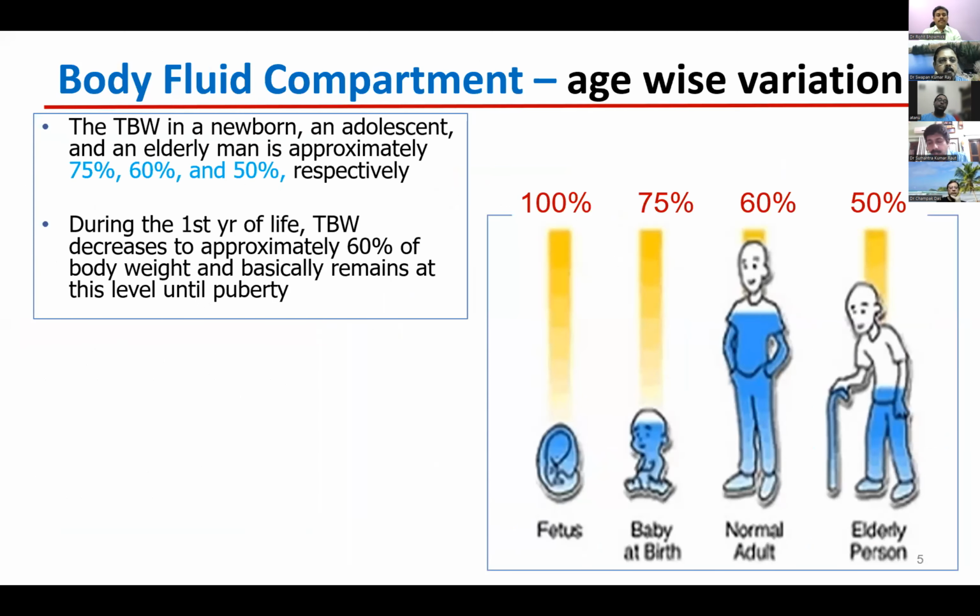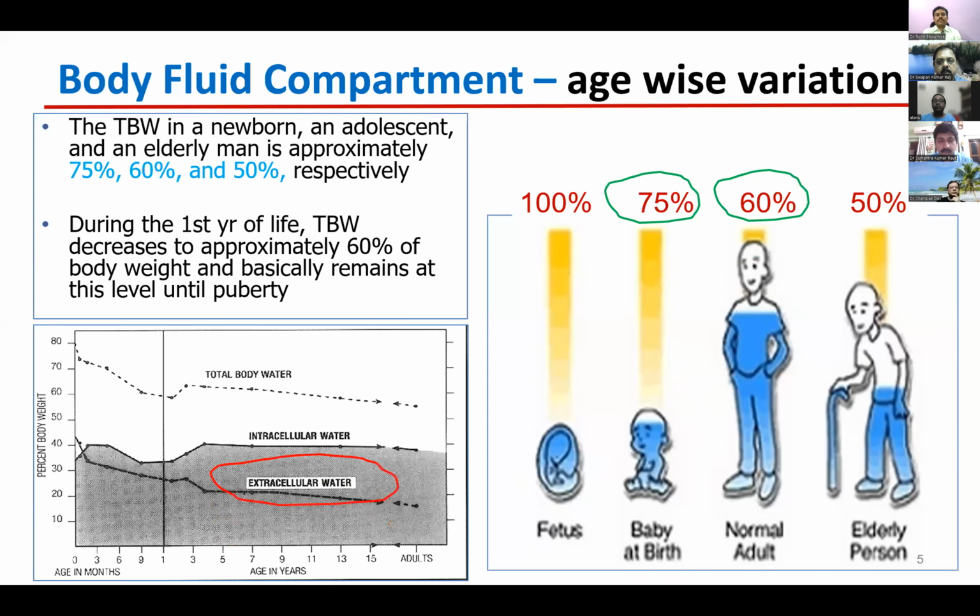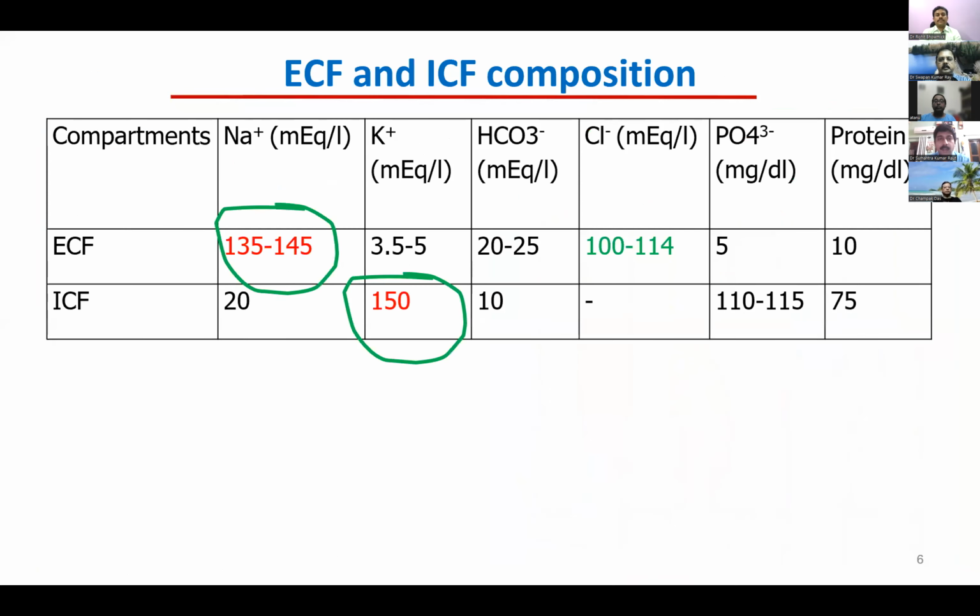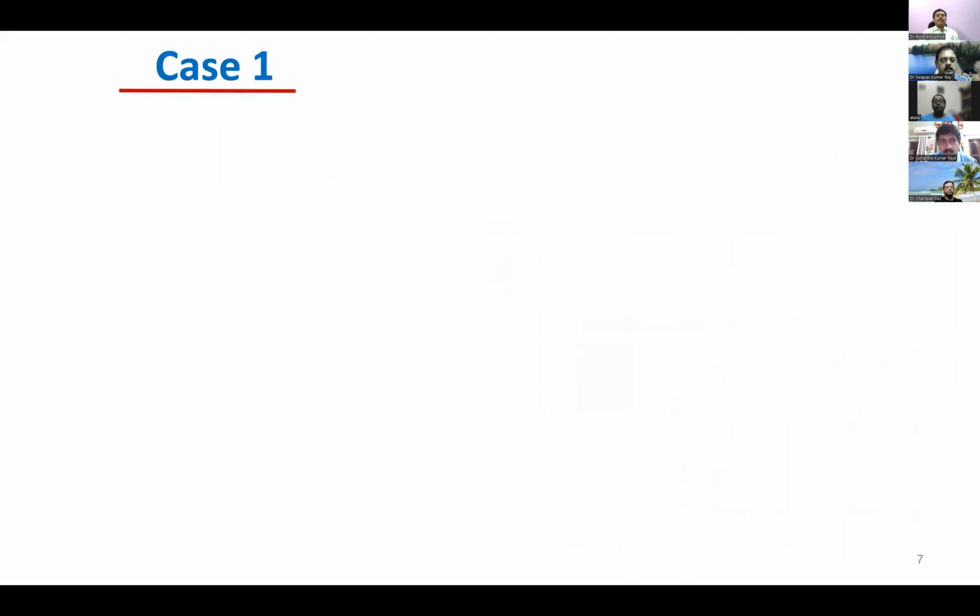Regarding body components, as the child grows from newborn to adult, the percentage of body fluid gradually decreases, and the change is mainly in the extracellular fluid amount. Intracellular fluid remains more or less the same from infancy to adulthood. Now coming to the main ECF cation, it is sodium, so that's why our topic is important. Good to know that the main intracellular cation is potassium. Similarly, the main intracellular anion is phosphate, and the main extracellular anion is chloride. So sodium determines the ECF volume.